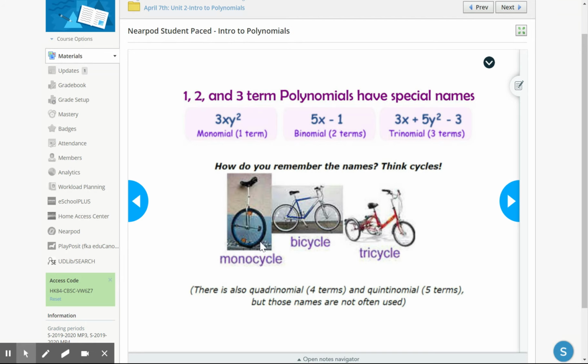So then it gives us like a real life situation. So like a monocycle, otherwise known as a unicycle, a bicycle, a tricycle. Okay, we're familiar with those. A quad, so like a four-wheeler, right? We're familiar with those prefixes.